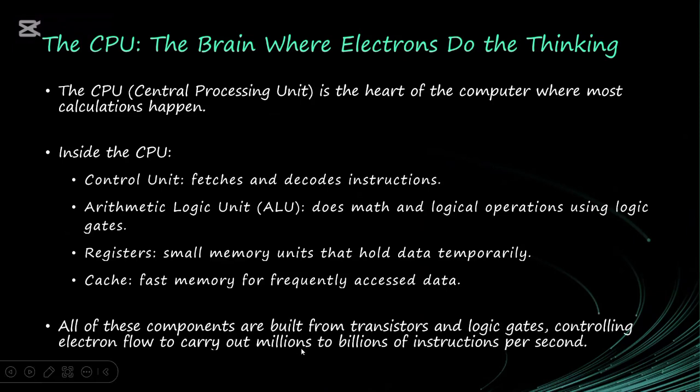All these components are built from transistors. You understand? From transistors and logic gates. 1 or 2 transistors make up a logic gate, and 1 or 2 logic gates make up all the components we are talking about, all the components of your computer. And they control the electron flow to carry out millions to billions of instructions per second.